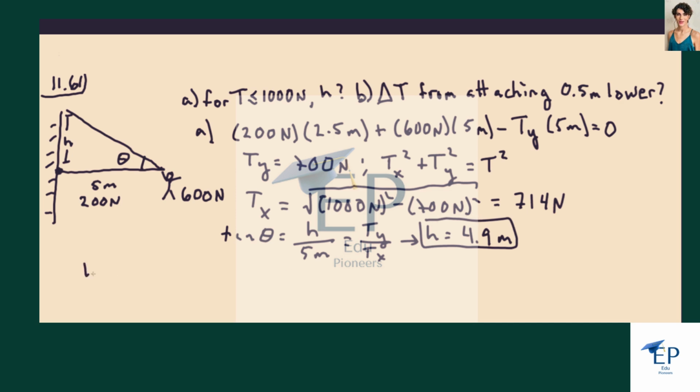Now here, in part B, we move it 50 centimeters down. The y component of the tension had nothing to do with what this height h is, so that's going to be the same. Here, tangent of theta is going to be 4.4 meters divided by 5 meters.